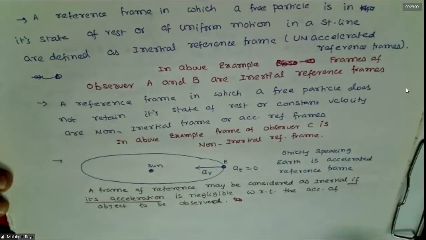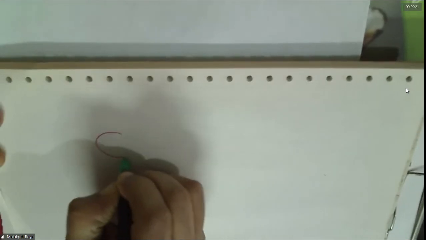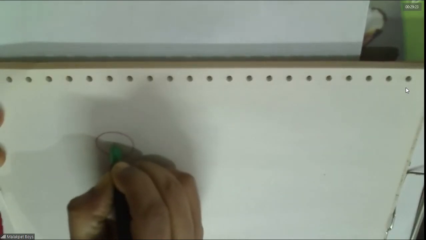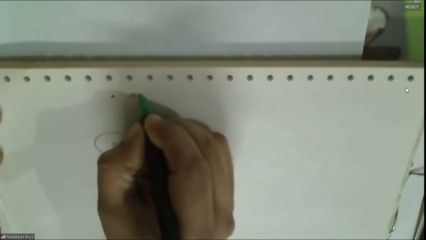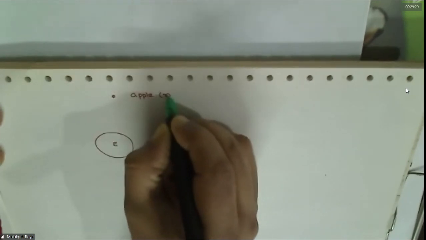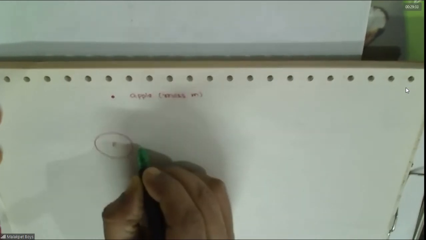For example, shall I turn this? Yes, sir. Usually the last lines I have to explain. This is Earth. This is some apple. Okay.